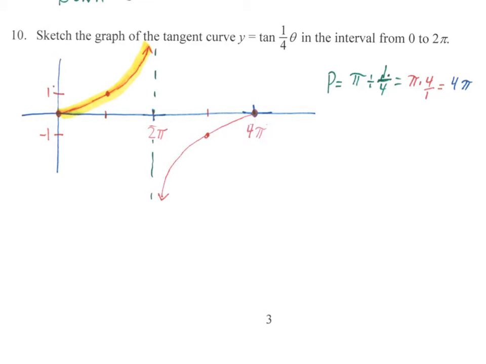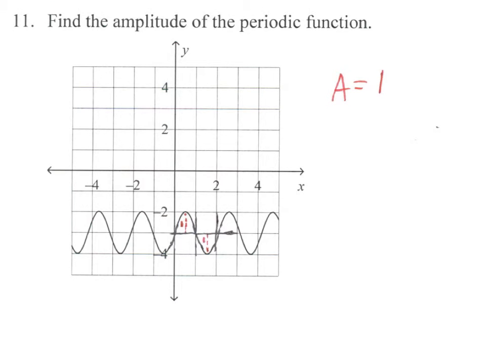Remember, for tangent, it's pi divided by b. For sinusoids, it's 2 pi divided by b. All right, let's find the amplitude of this periodic function. Well, the amplitude is just from the middle, how far up and down it goes. So first you have to find the midline, which would be -3, but they don't care. And you can tell this one's going up 1, down 1, up 1, down 1. So my amplitude is 1.